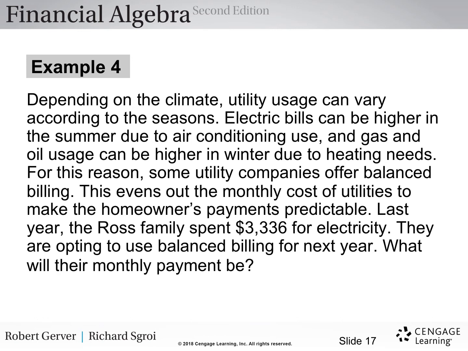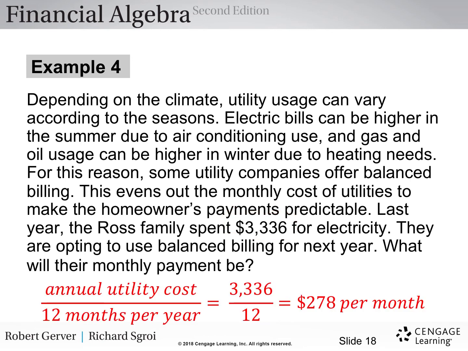Last year, the Ross family spent $3,336 for electricity. They are opting to use balanced billing for next year. What will their monthly payment be? So in order to calculate this, all you do is simply take their annual utility cost, which in this case was $3,336, and divide it by 12 months, because we're going to spread it out over the whole year in monthly payments, all right? And that comes out to be $278 per month.